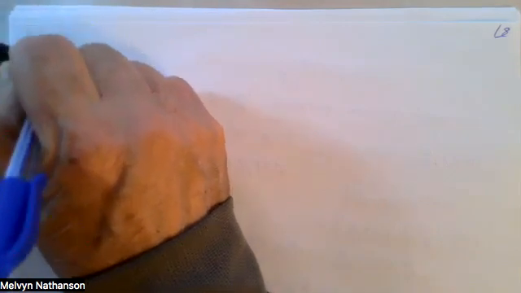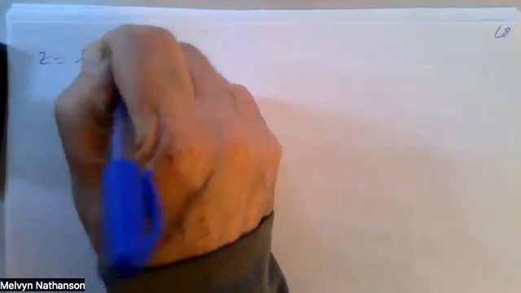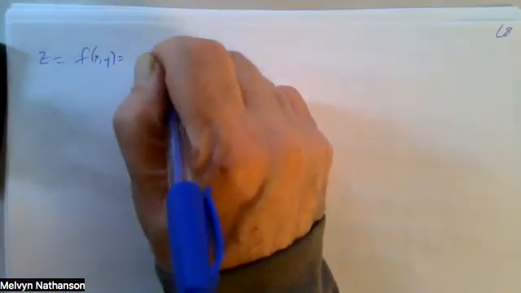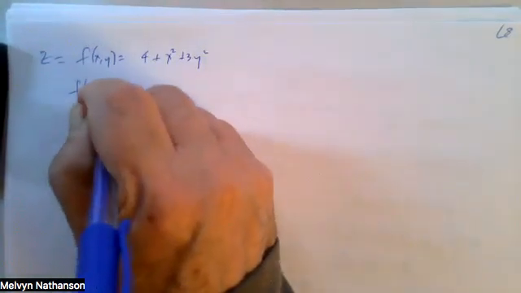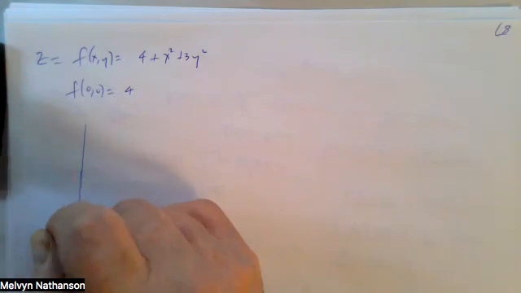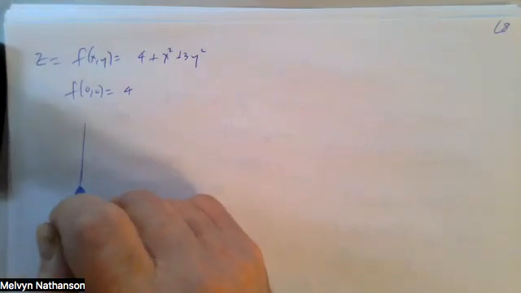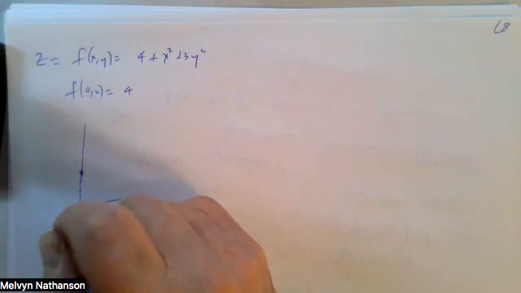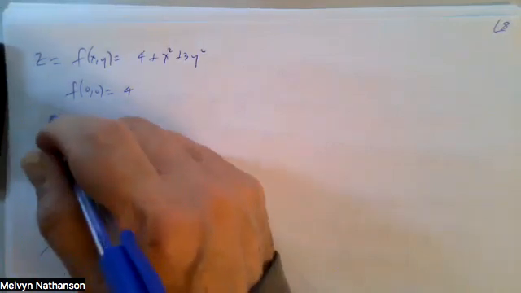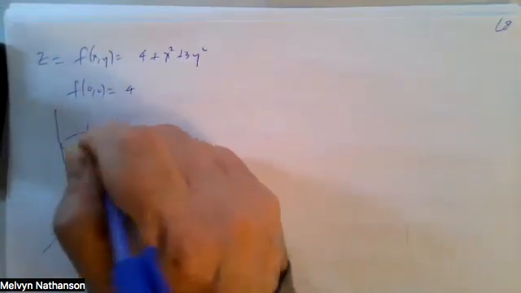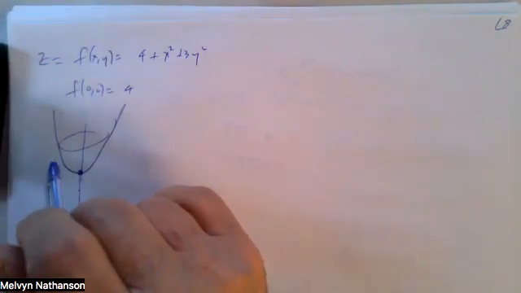So suppose we have the function z, a function of x and y, equal to 4 plus x squared plus 3y squared. You notice that f of (0, 0) is equal to 4. So at (0, 0), the value of the function is 4. And this is a paraboloid, a function whose graph is the surface of this cone-shaped figure.